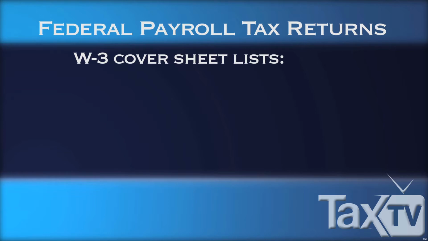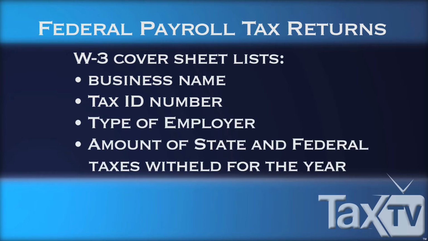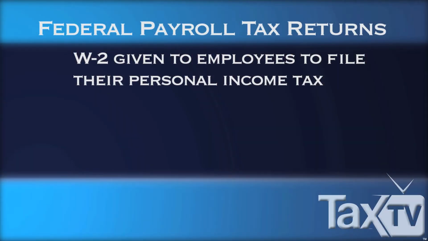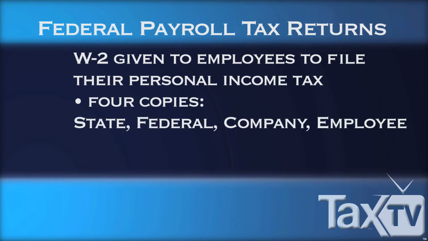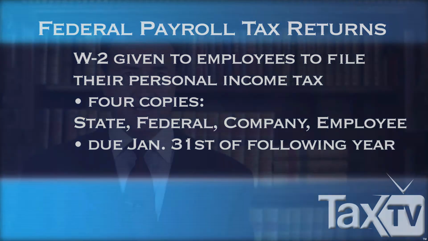Your W-3 is a cover sheet to your W-2s. It lists your business name, tax ID number, the type of employer you are, and the amount of federal and state taxes you withheld for the year. Your W-2s are what you give to your employees so that they can file their personal income tax return. You must prepare 4 copies of W-2s. 1 copy of the W-2 must be submitted to the state, 1 to the federal government, 1 for yourself, and the 4th is delivered to your employee by the last business day of January in the following year.